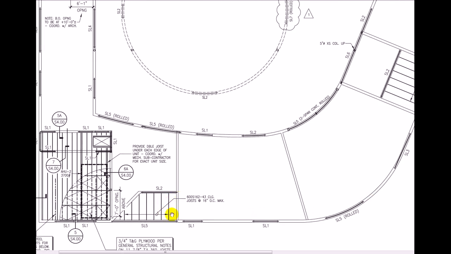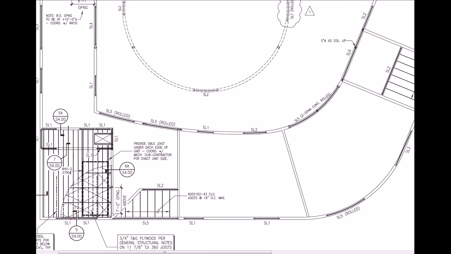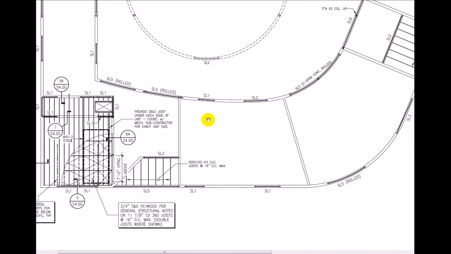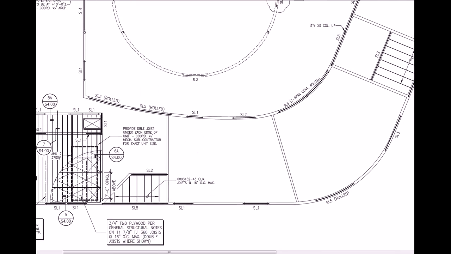Go over here. Looks like we have some more metal stud joists, and tongue and groove over some 11, almost 12-inch TJIs. So this just looks like a little mezzanine plan here.